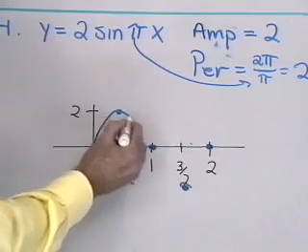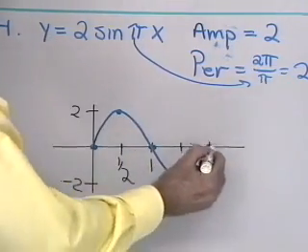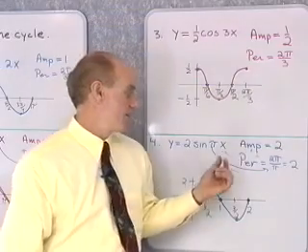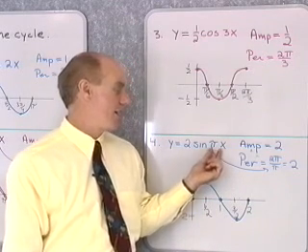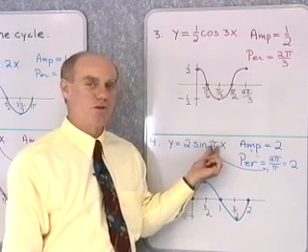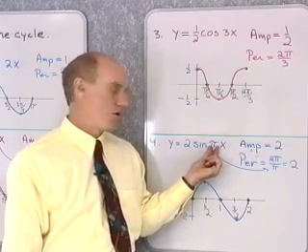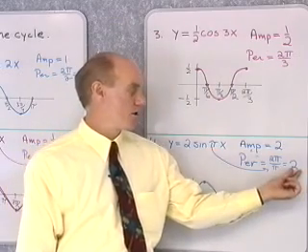A nice, accurate sketch of y equals 2 sine pi x. So this coefficient here doesn't have to be an integer. It could be an irrational number like pi. In that case, the new period is going to be 2 pi divided by this coefficient here, pi, so I end up with a period of 2.